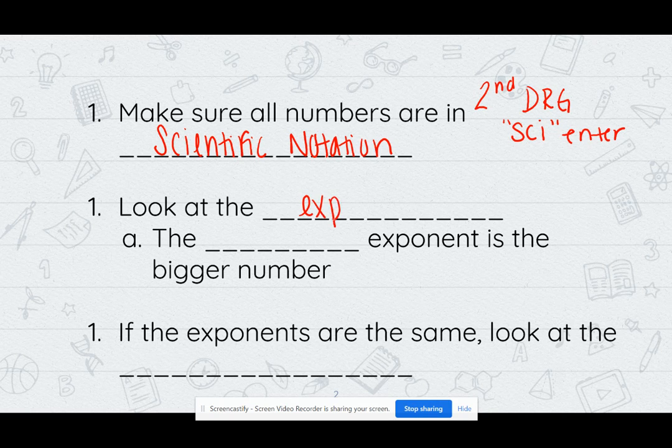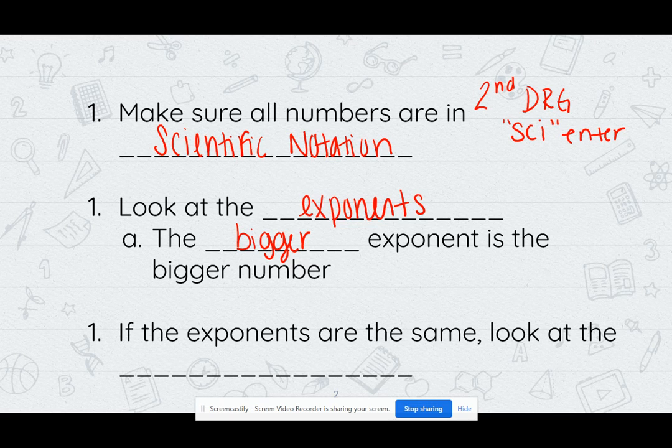So once all of your numbers are in scientific notation, you're just going to look at their exponents. So you're going to see, do they want the bigger or the smaller? And all you have to do is the bigger exponent is the bigger number. So if you are comparing two numbers and one has an exponent of 3 and one has an exponent of 6, the one with the exponent of 6 is a much larger number. Same thing with smaller. So if they want the smaller one and they have the exponents of 3 and 6, obviously the exponent of 3 is smaller than the exponent of 6. So the 3 one would be smaller.